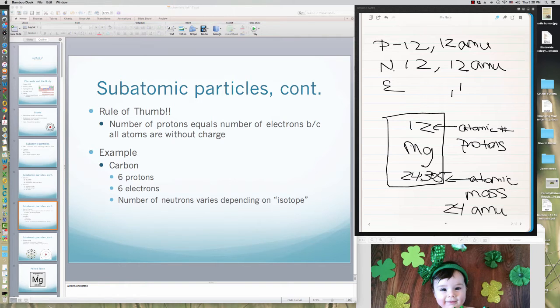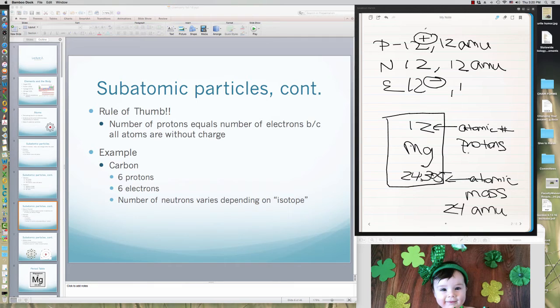Now, the other thing about atoms that's important to keep in mind is that an atom itself is chargeless. They are neither positive nor negatively charged in the atom state. So if you have 12 positive charges, in this case as protons, then that means you must have 12 negative charges. So in the case of magnesium, you have 12 protons, 12 neutrons, and 12 electrons.